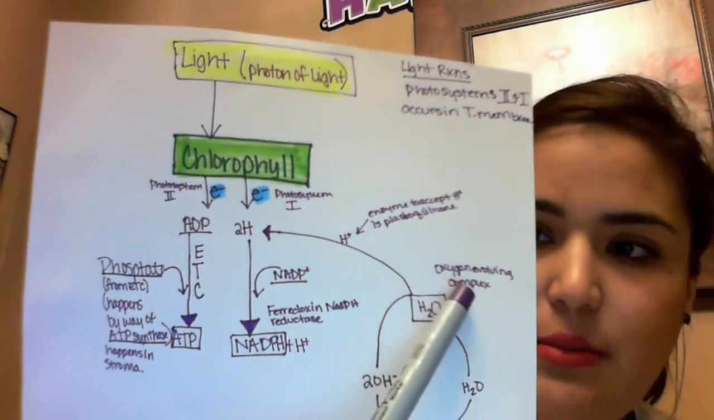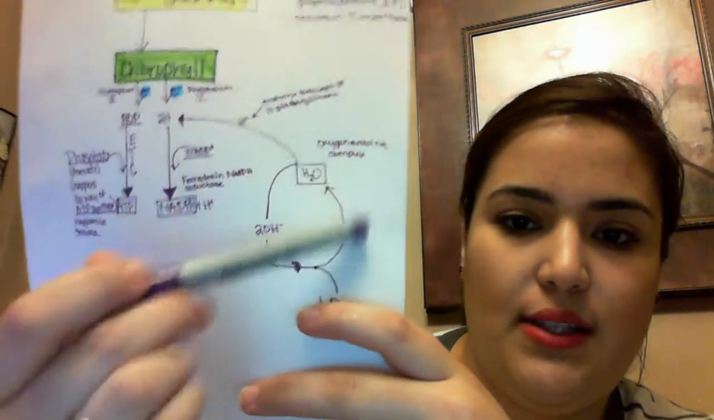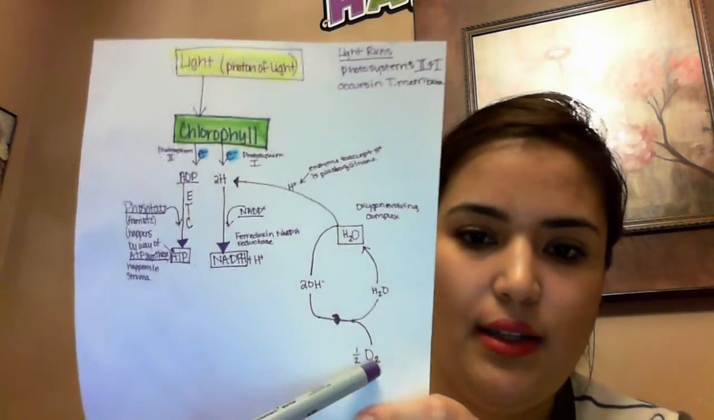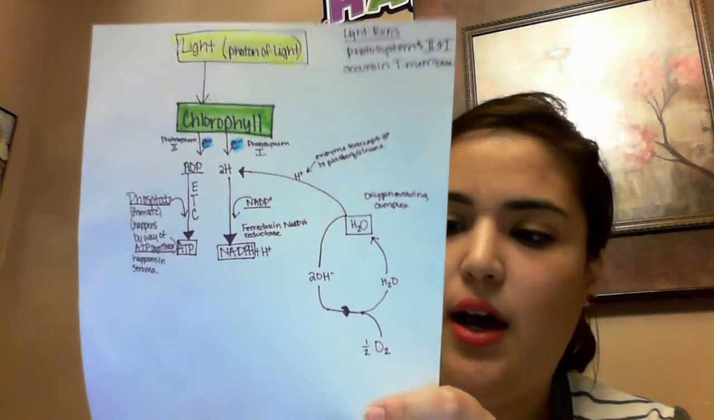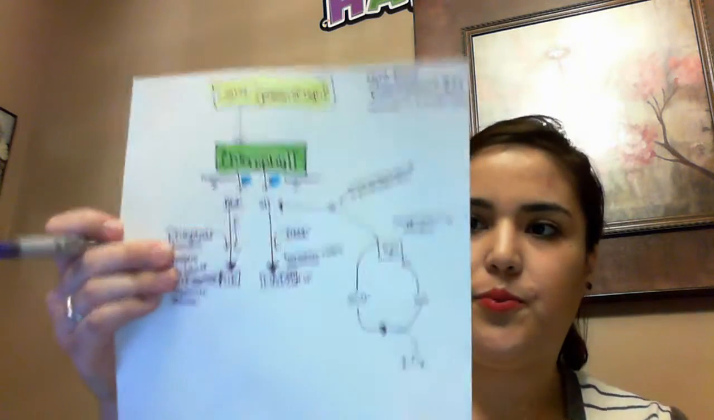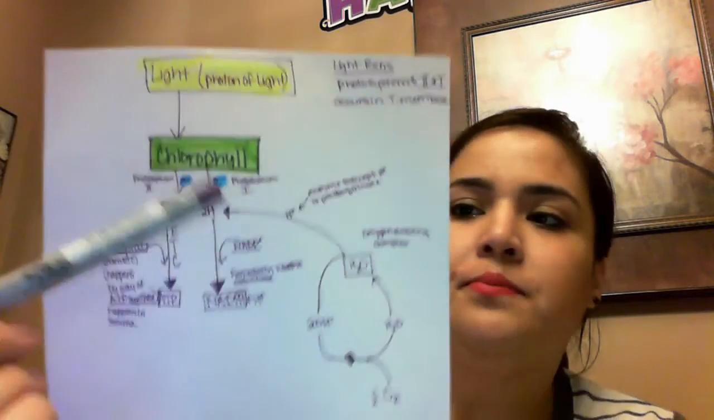And the process of splitting that water molecule is called the oxygen evolving complex. So that's what this is right here. It's the process of splitting the water molecule and leaving out this one oxygen. The more this happens, the more oxygen you're going to have being released. And that's actually the oxygen that we breathe.